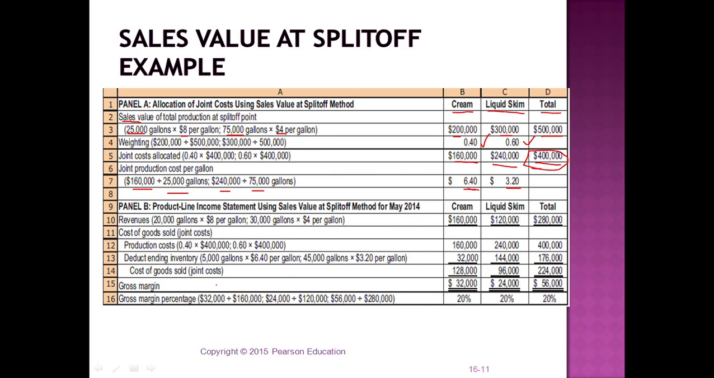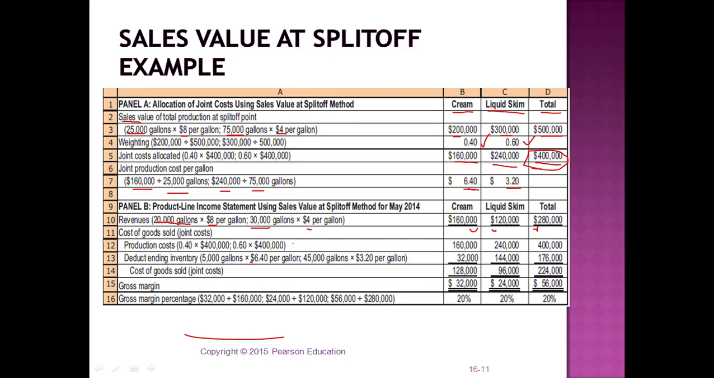So let's start there. We would start with the revenue. Now remember, when we talk about revenue, it is calculated by using the number of units sold. So in this example, 20,000 gallons of cream was sold at $8, and 30,000 gallons of liquid skim was sold at $4. So you calculated the sales price, 160,000 and 120,000. So the total revenue received is 280,000.